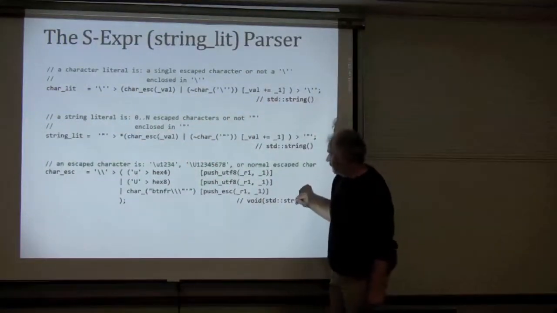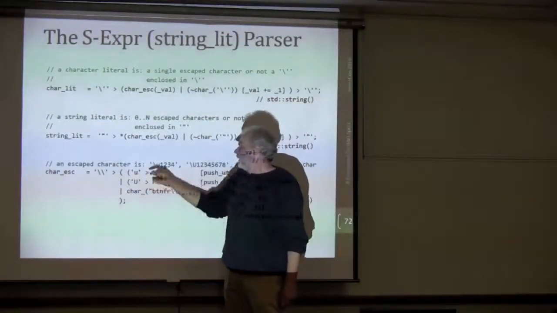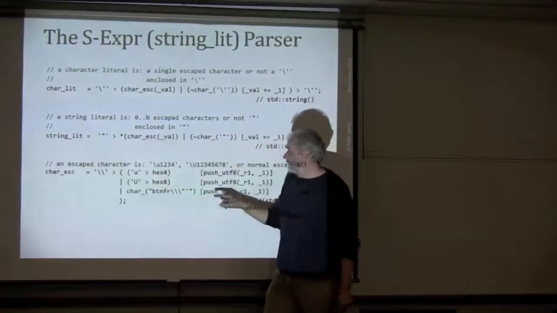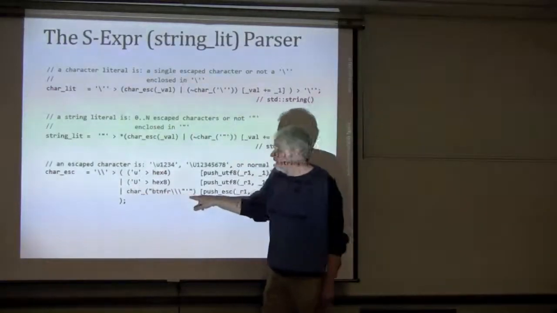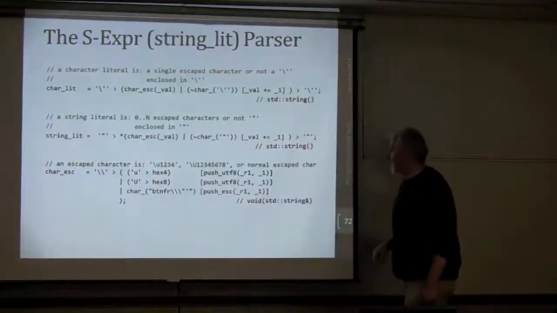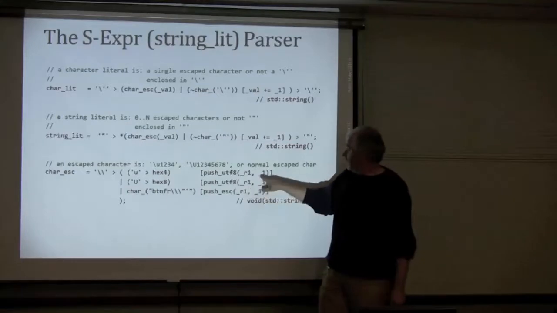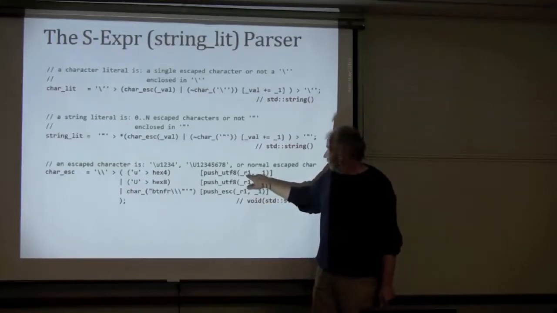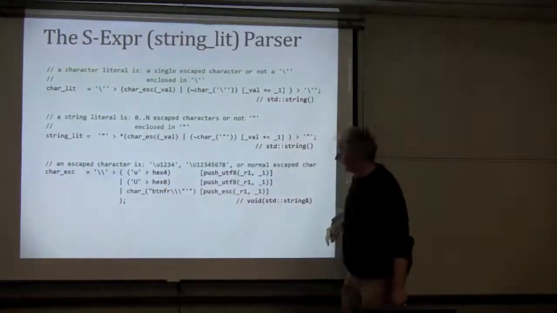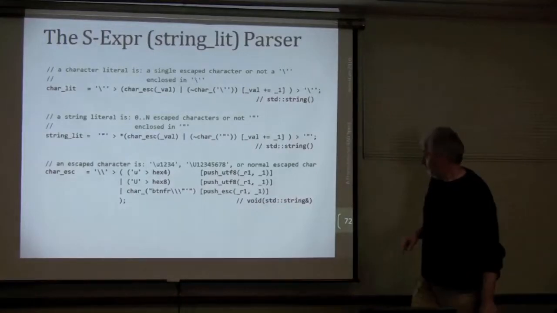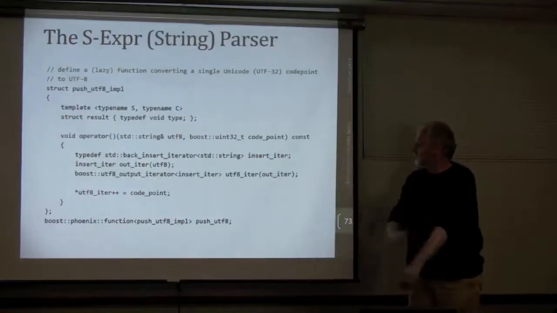And if you look closer, what we're actually doing here is an escape character is a backslash followed by either a non-capital U with 4 hex digits, a capital U with 8 hex digits, or a backslash with any of those, so normal C escaped sequences. And these guys, we will see them in a second, are again lazy functions which take the destination they got from the invocation and the value they got from their parser they are attached to. Make sense?